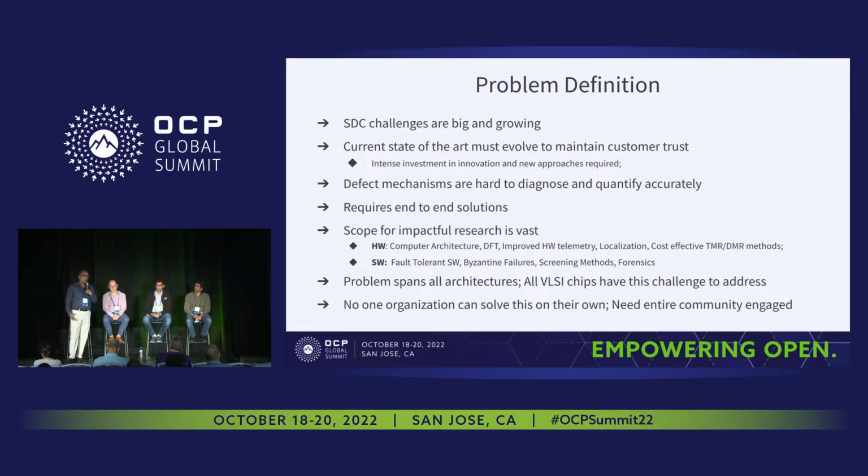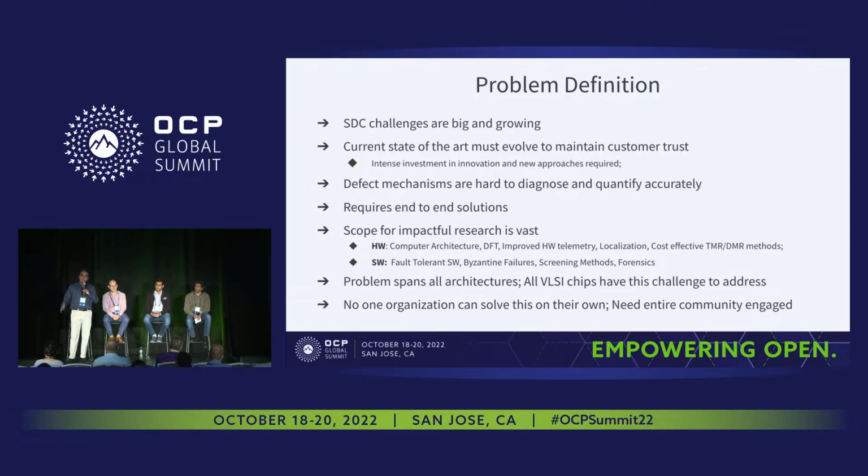What can we do to improve our DFT methods? How do we put in better telemetry to diagnose and localize where the problems are? And cost-effective methods for DMR and TMR approaches? There are lots of ideas that can be pursued on the hardware side.